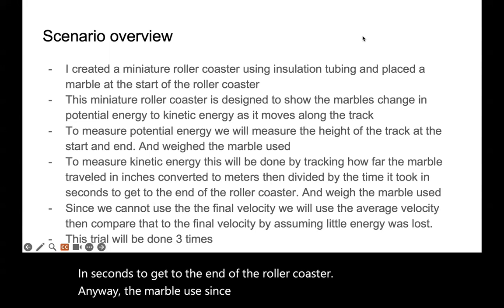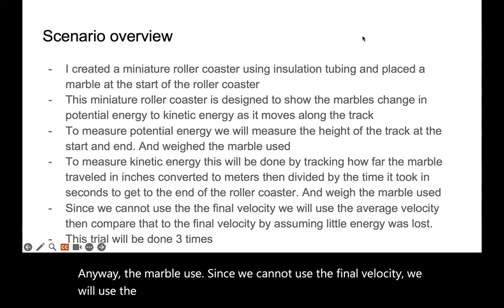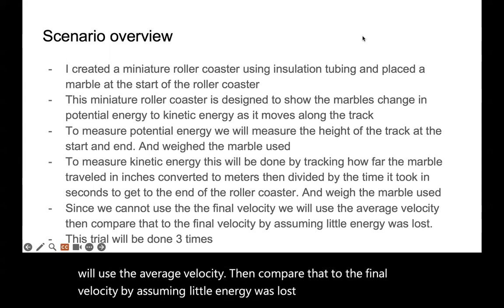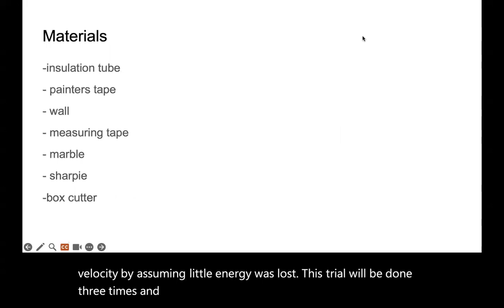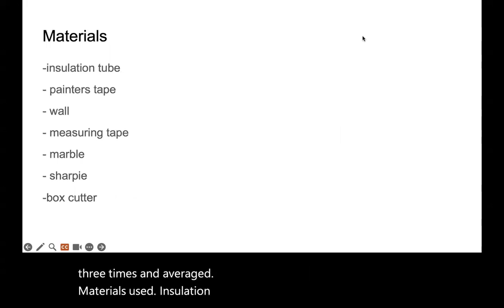Since we cannot use the final velocity, we will use the average velocity, then compare that to the final velocity by assuming little energy was lost. This trial will be done 3 times and averaged. Materials used: insulation tube, painter's tape, wall, measuring tape, marble, Sharpie, box cutter.